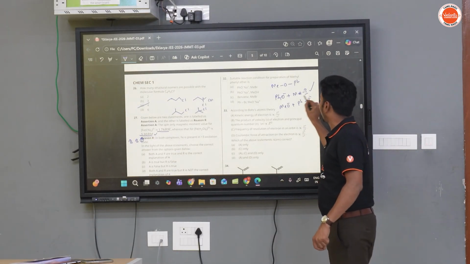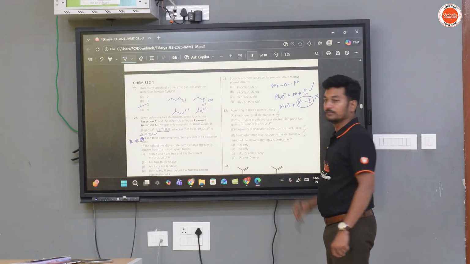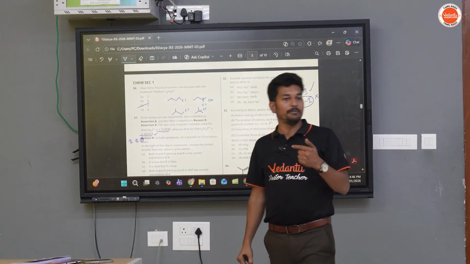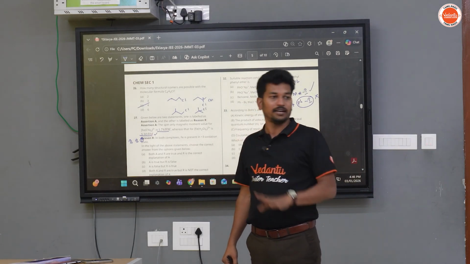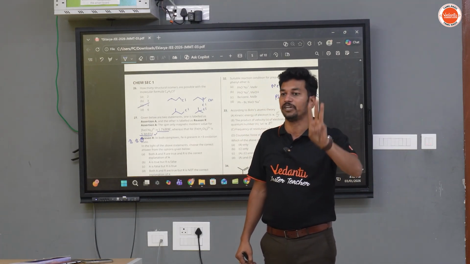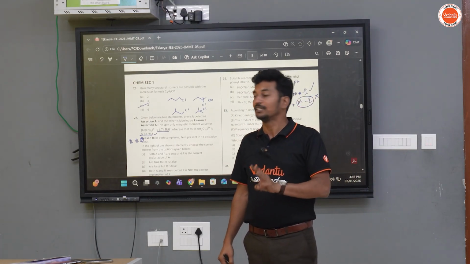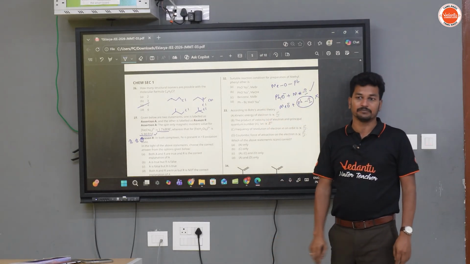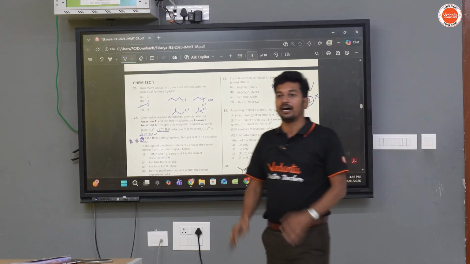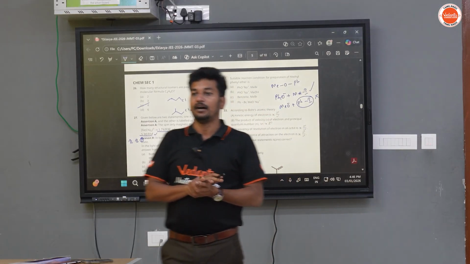So the first one is very possible, very easy, because we have discussed in Williamson synthesis that the alkyl halide should not be aryl halide, should not be vinyl halide, should not be tertiary alkyl halide also. These 3 exceptions we have for the preparation, because generally the reaction mechanism is done through SN2 mechanism. Okay, in SN2 the alkyl halide should not be aryl, vinyl and tertiary. Otherwise we don't get the product. Got it?